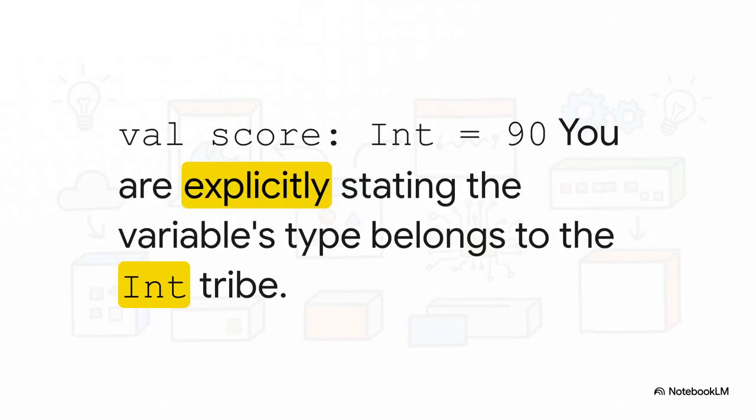So when you write your code out like this, you're being what we call explicit. You're basically spelling everything out for Kotlin. You're saying, hey Kotlin, I'm making a val named score. Just so you know, it must hold an int. And by the way, its value is 90. You're leaving nothing to chance.